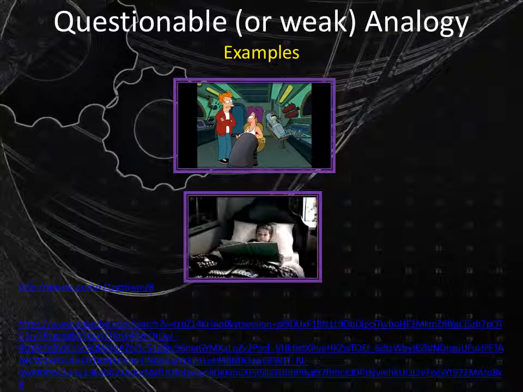Here are a couple examples of weak analogies. As always, Futurama is a great source of humorous fallacy examples. The other is an amazingly bad analogy from a car commercial.